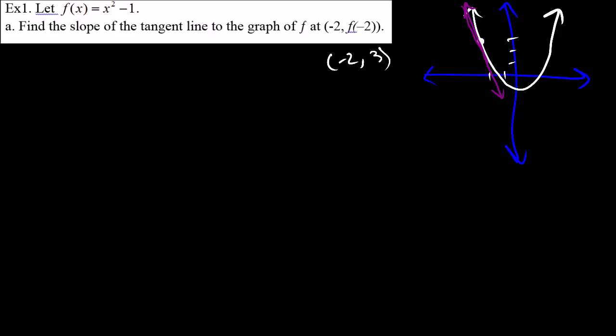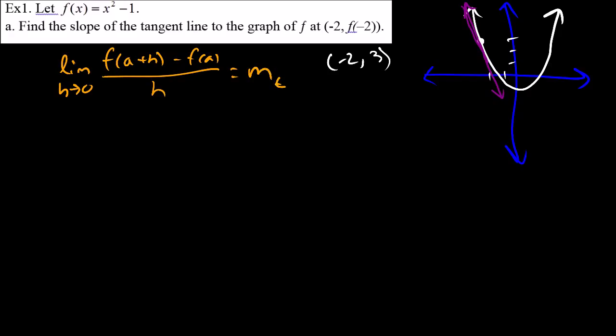Well, if we go back to our definition, our definition says the limit as h approaches 0 of f of a plus h minus f of a, all over h, is equal to the slope of our tangent. So the slope of our tangent is going to be that. Every single time you see slope of the tangent, you think of this. That's just what it is.